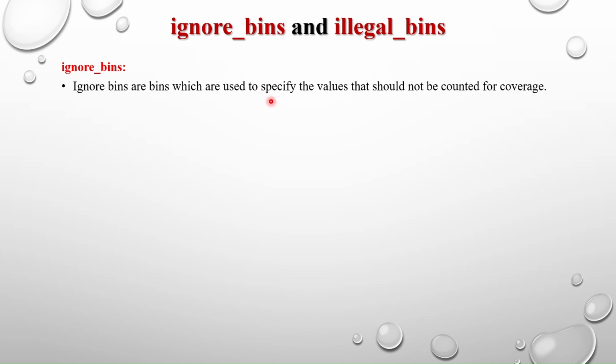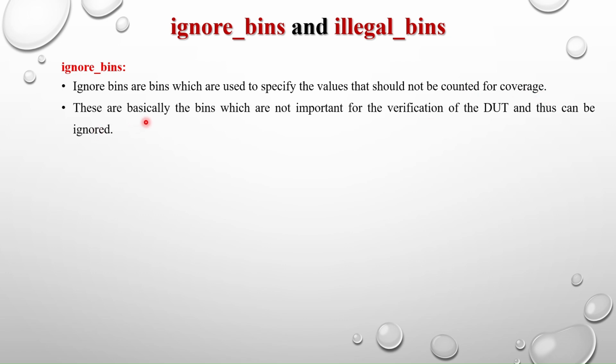Ignore bins are bins which are used to specify the values that should not be counted for coverage. These are basically the bins which are not important for the verification of the DUT and thus can be ignored. So if it is not important, we can ignore it, right? To ignore the values or bins, we can use the ignore bins. Okay, and ignore bins are defined using the ignore_bins keyword. So this is the keyword to represent the ignore bins.